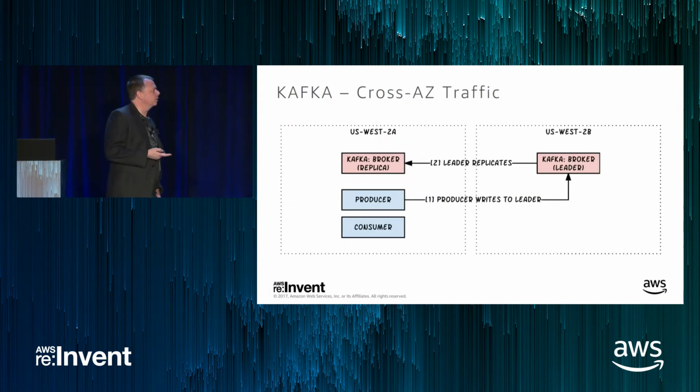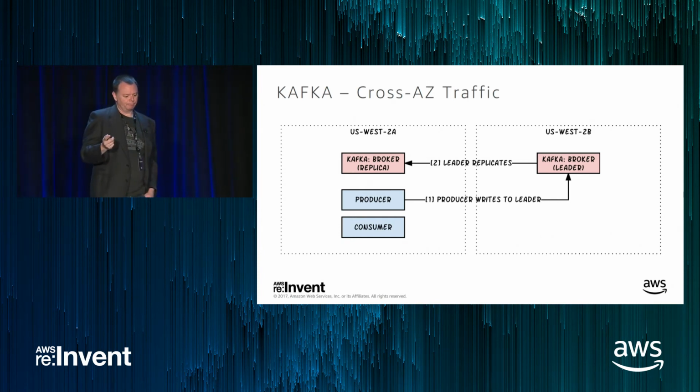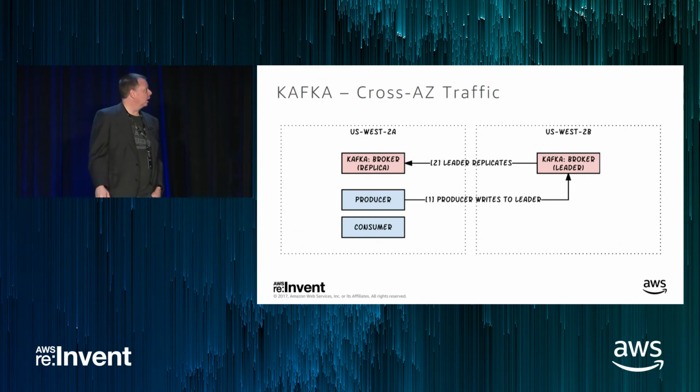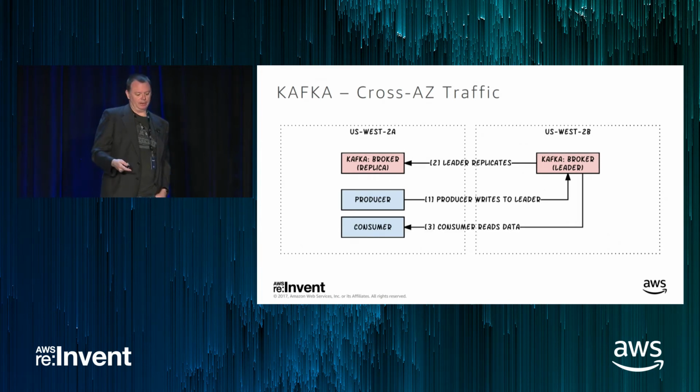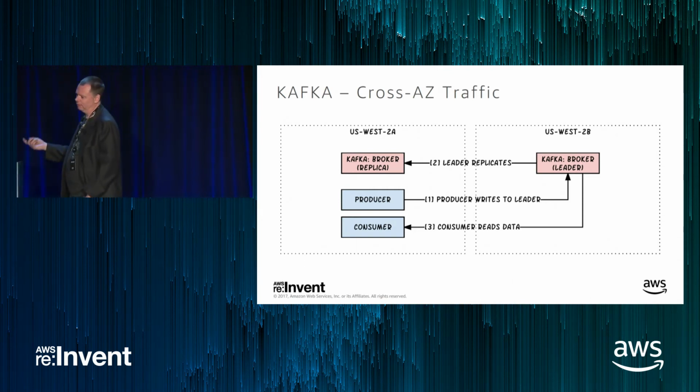So here's how that looks. You've got a producer producing data. He writes it to the leader. Now the leader's got to replicate the data, so the write already crossed the AZ once. Now the leader replicates the data back into the first AZ again, so it's crossed the AZ boundary twice. You've paid network traffic twice. And now the consumer reads the data, and he's crossing the AZ boundary again. If you have many consumers of the same data, that multiplies.